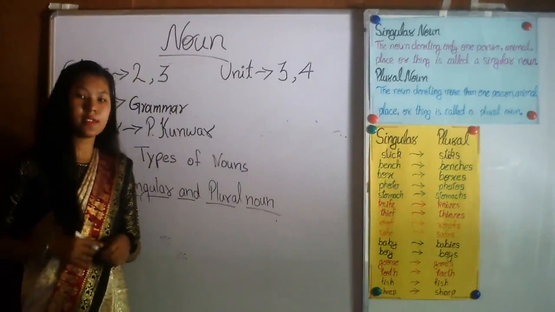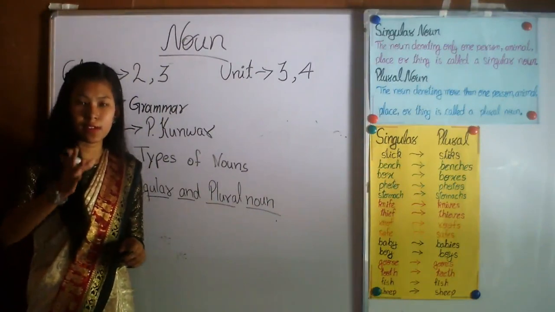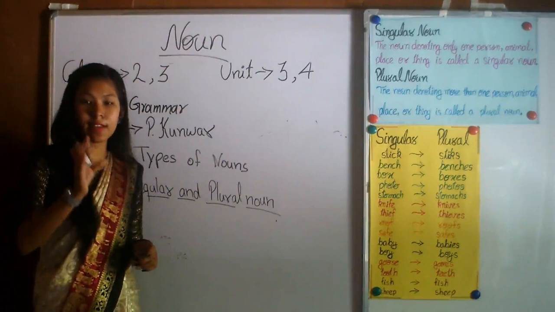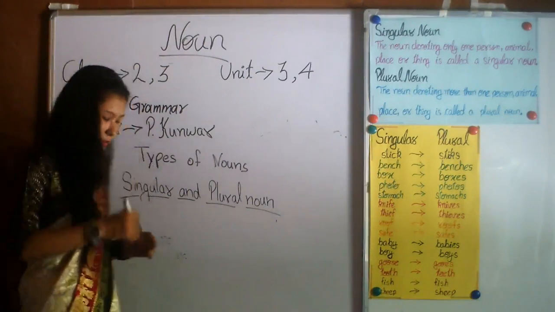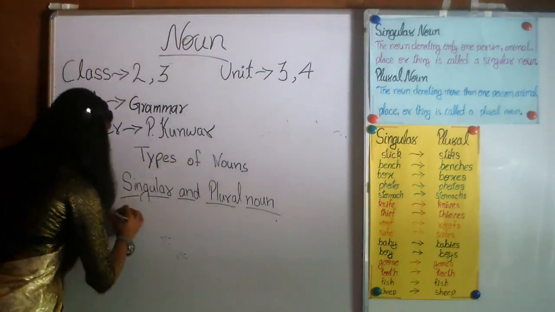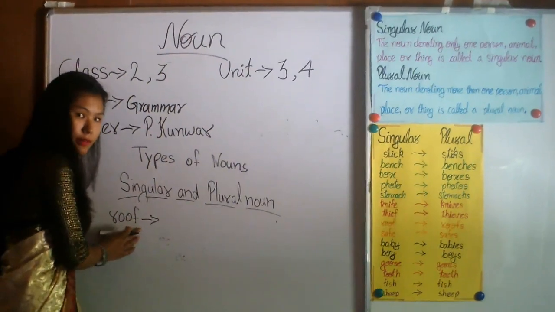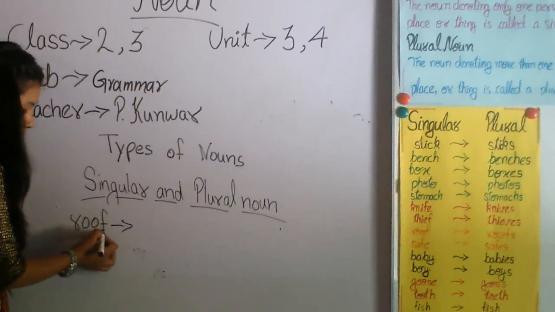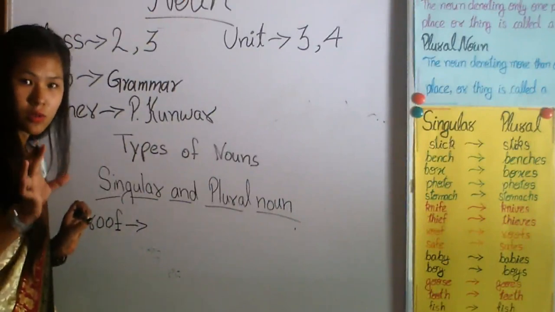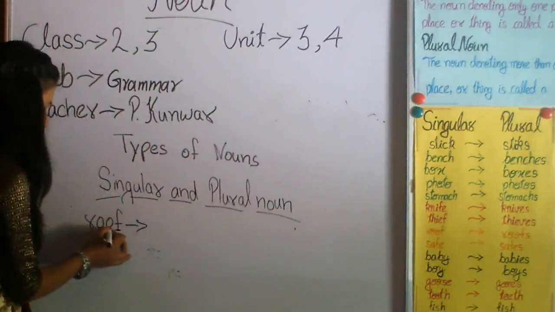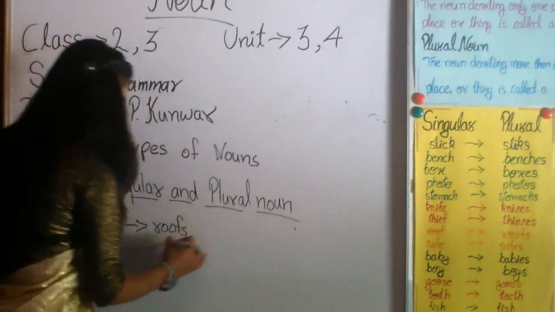However, if the singular noun ends with f and before f there is a vowel letter, then we simply add s after f. For example, roof. In this singular noun, f is at the end and before f there is o. O is a vowel letter. So we add s after f. R-O-O-F-S, roofs.